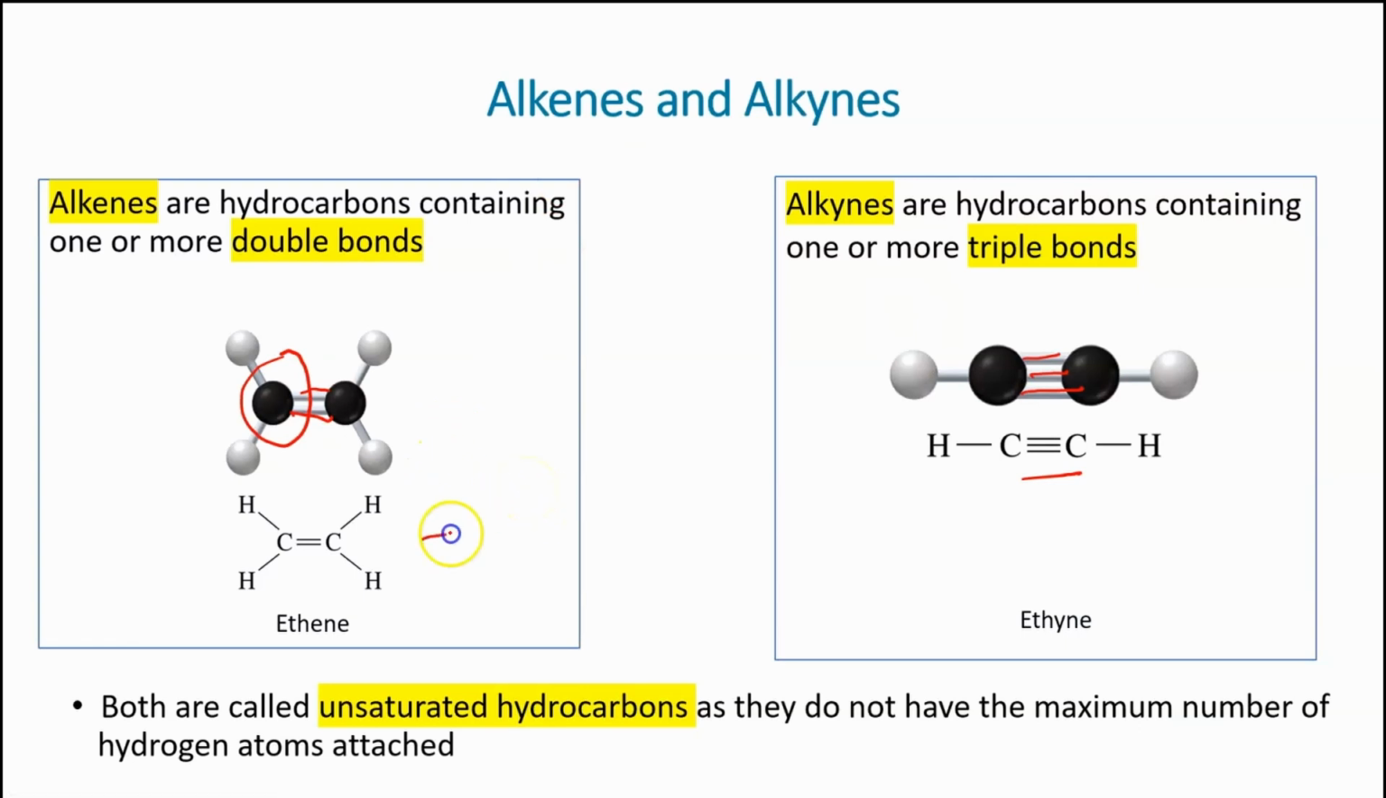In this picture, you see the simplest alkane with 2 carbon atoms, and we call it ethane. And in here, it's the simplest alkyne with 2 carbon atoms, and we name it ethyne.